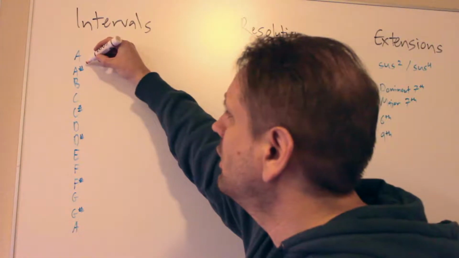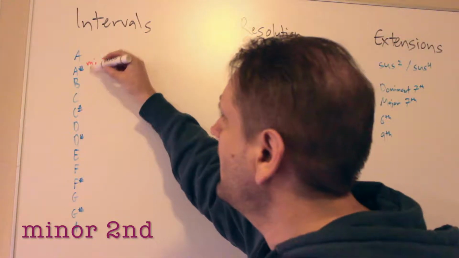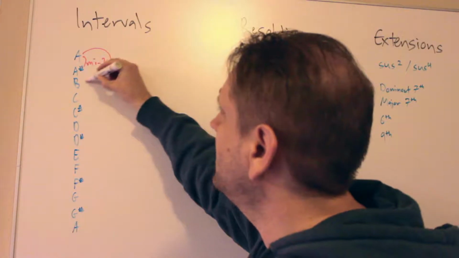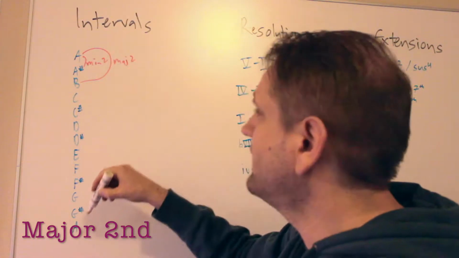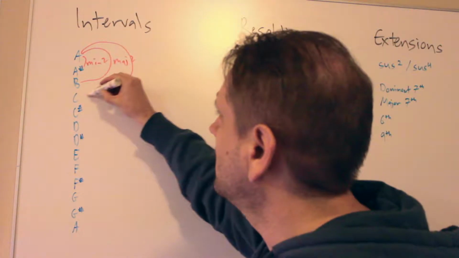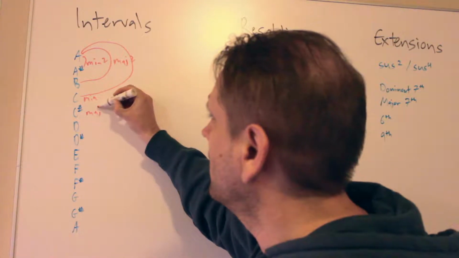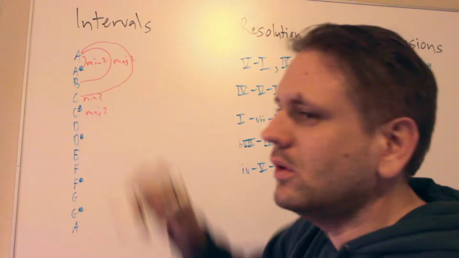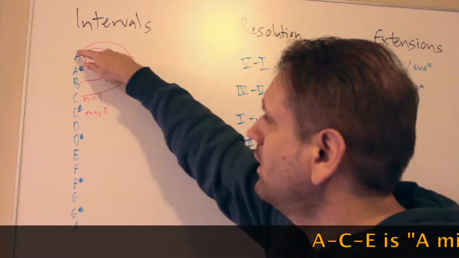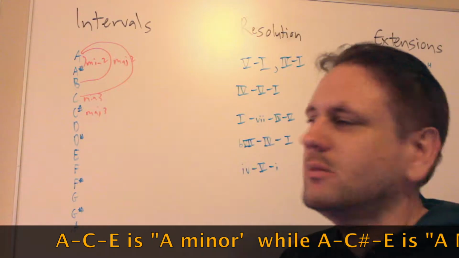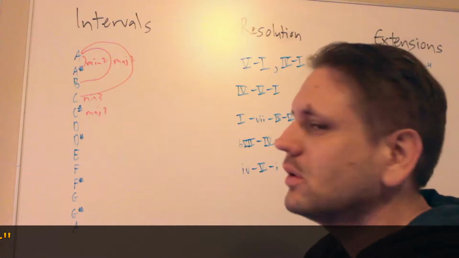So A to A sharp is going to be a minor second. A to B is going to be a major second. And it's going to continue like this. So A to C is going to be a minor third. This is going to be a major third. And that's how you know if it's a major or minor chord. A minor third, A to C to E, is going to be a minor chord. A major third is going to give it a major chord.